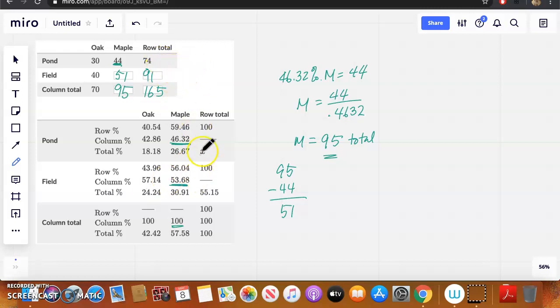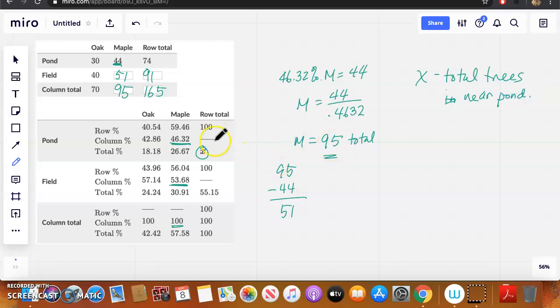Now, here they're asking you to find x. What is x here? Well, the way we do that is, of course, we have to find... these are row totals, these are column totals, which doesn't make sense. So now we're looking at the total number of trees in the pond. X represents the total trees in the pond, or near the pond, I should say. There are no trees in the pond.